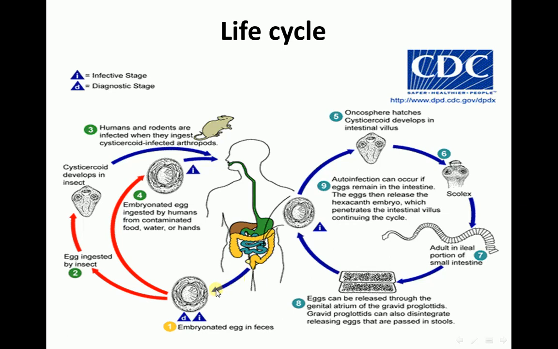The third pathway, internal autoinfection. Inside the body, eggs hatch to hexacanth embryo, convert to cysticercoid, then penetrate intestinal villi and make attachment with the mucosa of the small intestine. After that, formation of the other proglottids of the worm.